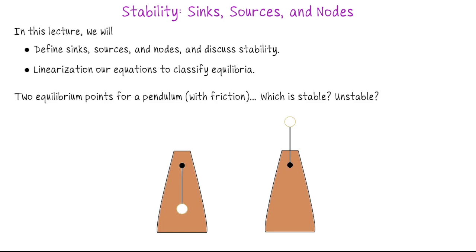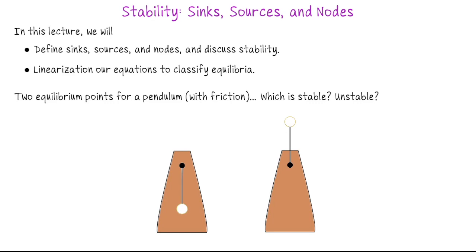Hi everyone. In this lecture, we're going to take a closer look at equilibrium solutions, and we're going to come up with a way of classifying the types of behavior that we expect around them. In particular, we're going to define sinks, sources, and nodes, and discuss the stability property of each of those. And then we'll come up with a way called linearization that we can use to classify equilibria.